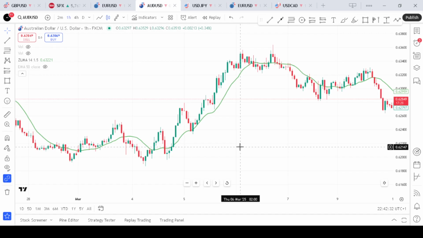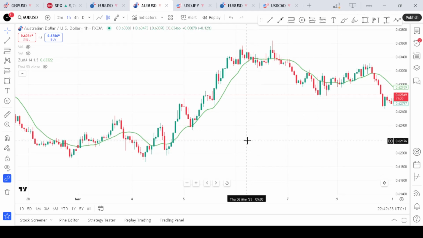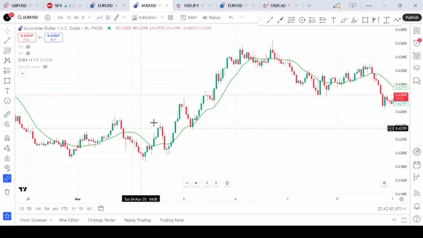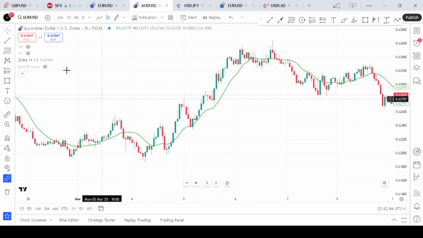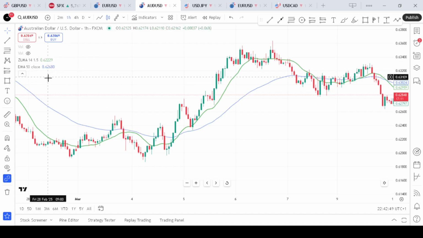Now let's see how we can trade using the zero lag moving average. One of the most effective ways to use the zero lag moving average is by combining it with a slow moving average to identify trend direction and generate entry signals. This approach uses the zero lag moving average for its responsiveness and a slow moving average as a confirmation tool. This signal is straightforward and works best in trending markets.